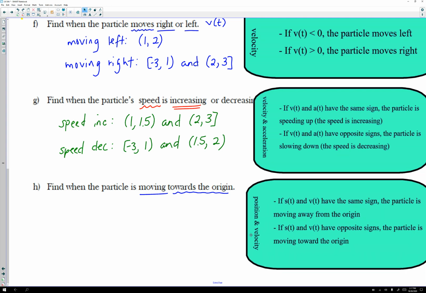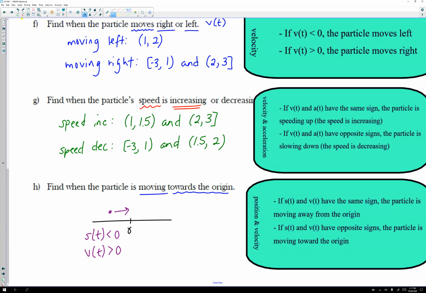Now these two things make sense. Let me draw you a quick number line and explain it. Let's say here's the origin. If your particle is on the left side, then that means that its position, I just used P, is negative. If it's moving towards the origin, then it has to be moving to the right, which means that its velocity would be positive. So we're going to look for places where the position and the velocity are opposite signs.